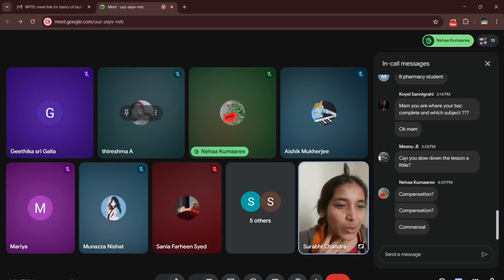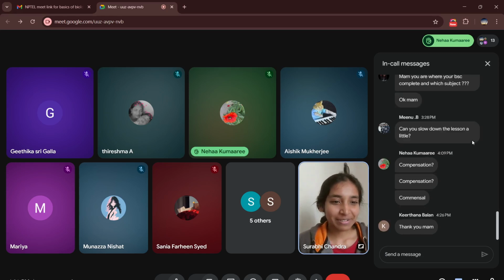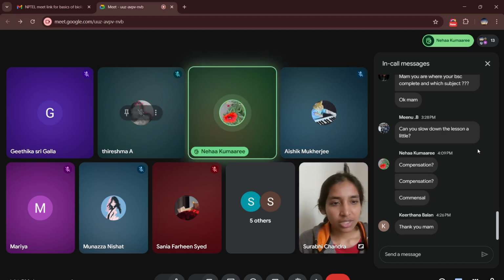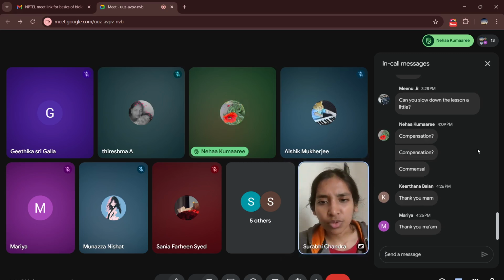Meenu says, can you slow down the lesson a little? Actually, yes, but I couldn't see your chat. You can unmute yourself in between the lesson, just say sorry to interrupt or something. Just unmute yourselves and tell me, because I can't see your chats. Okay, so you can just unmute yourself and say. Okay, thank you, Kirtana, for joining. Thank you, Maria. Yes, Neha, you want to say something?